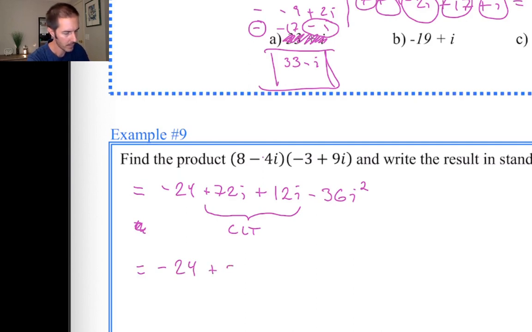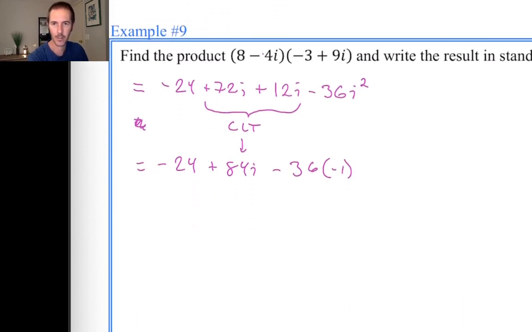We've got plus 84i. And then we have minus 36, and don't forget that i squared is equal to negative 1. So this really says minus 36 times negative 1, which is going to turn it into, and this is where if you had a highlighter, you could highlight the i squared and the negative 1 so that when you're going through your notes, it catches your eye and reminds you to make that conversion.